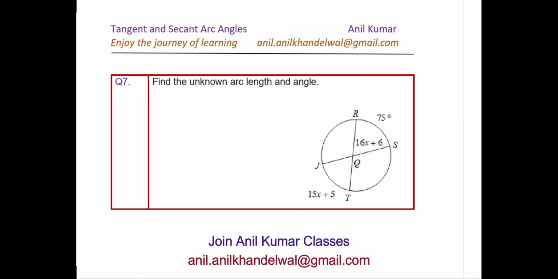Next question, question number 7. Now we have the chords, and you know this value of the angle is the average of the two intercepted arcs, and therefore the equation will be 16x plus 6 is equal to half the value of 15x plus 5 plus the 75 degrees, correct? Solve and get your answer.